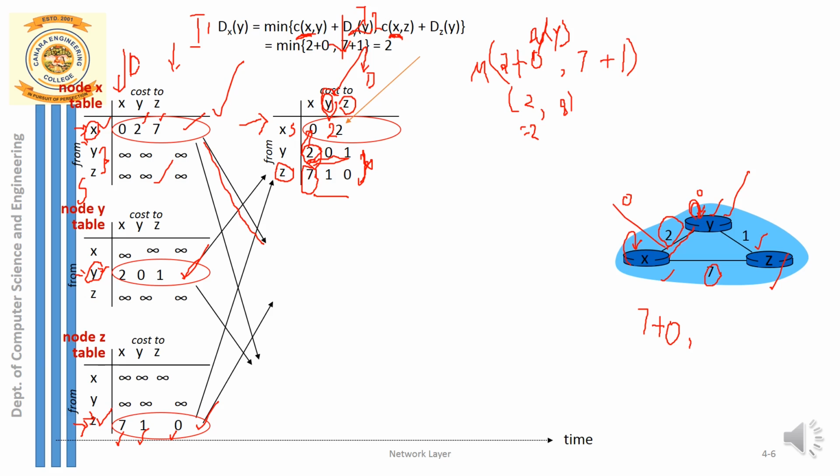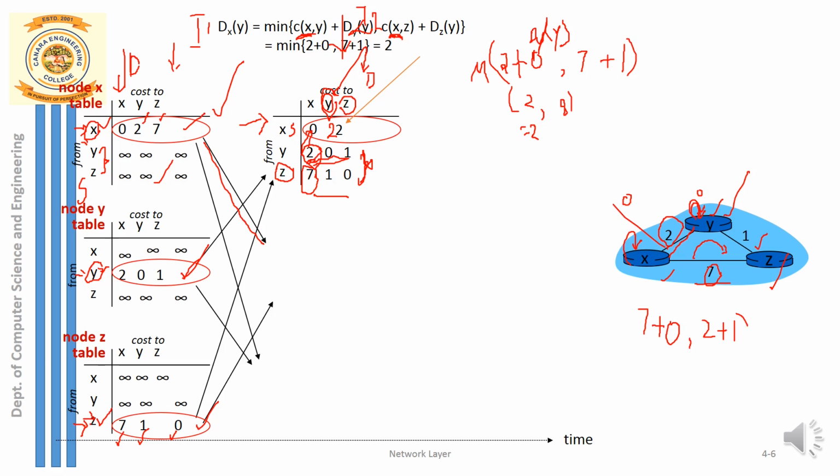This is the direct path I have, and there is one more path via y. So x can reach z via y. Here the cost to reach from x to y is 2, and then the distance vector that y has calculated from y to z is 1. So 2 plus 1, that is 3.